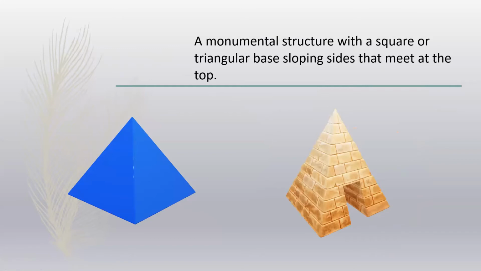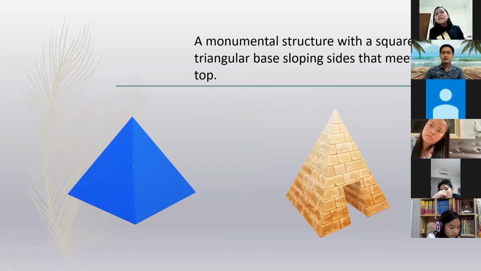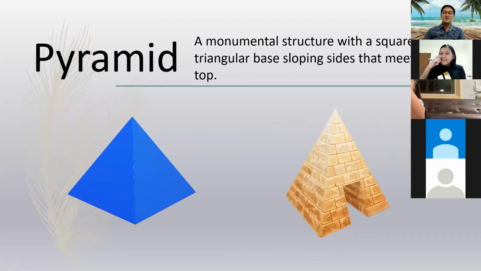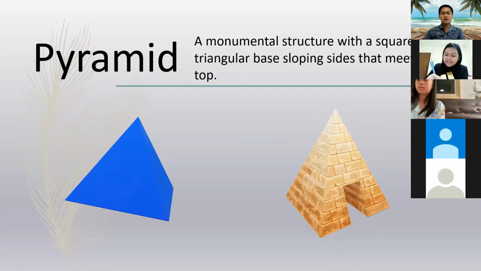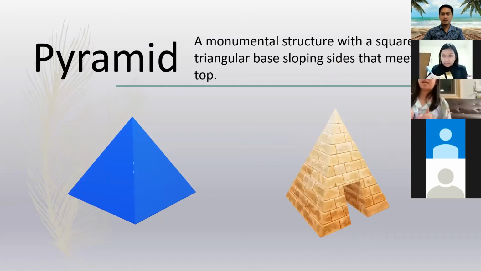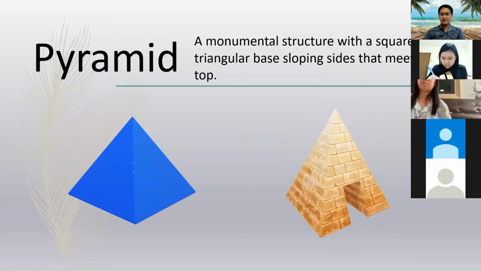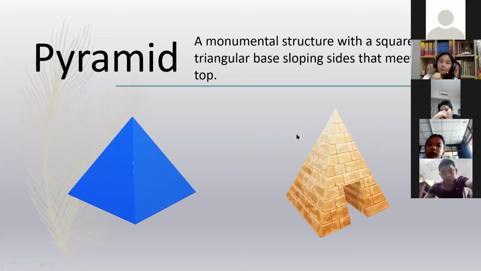How about this one? A monumental structure with a square or triangular base, and sloping sides that meet at the top. What do we call this 3D shape? Pyramid. Very good. Just in time. So this is another 3D shape called pyramid. Are we good? Next.